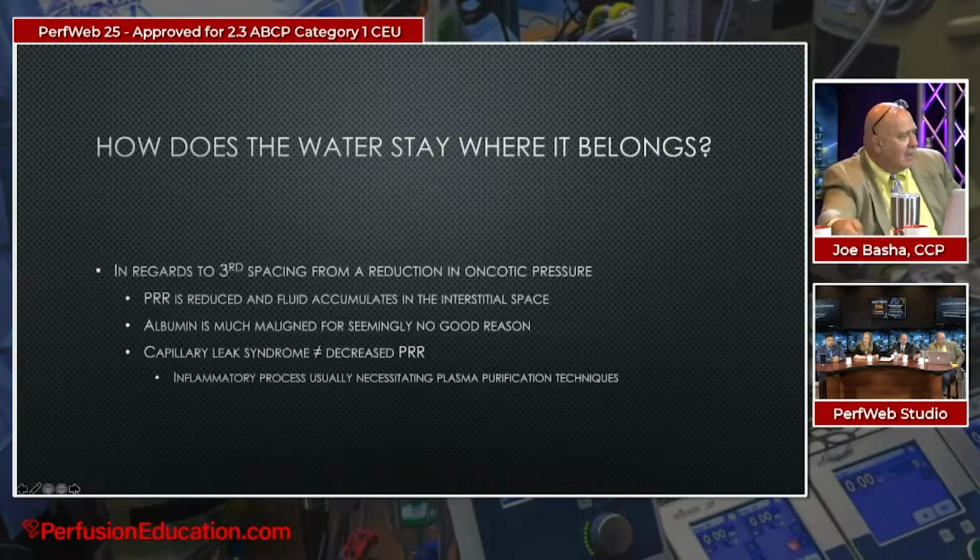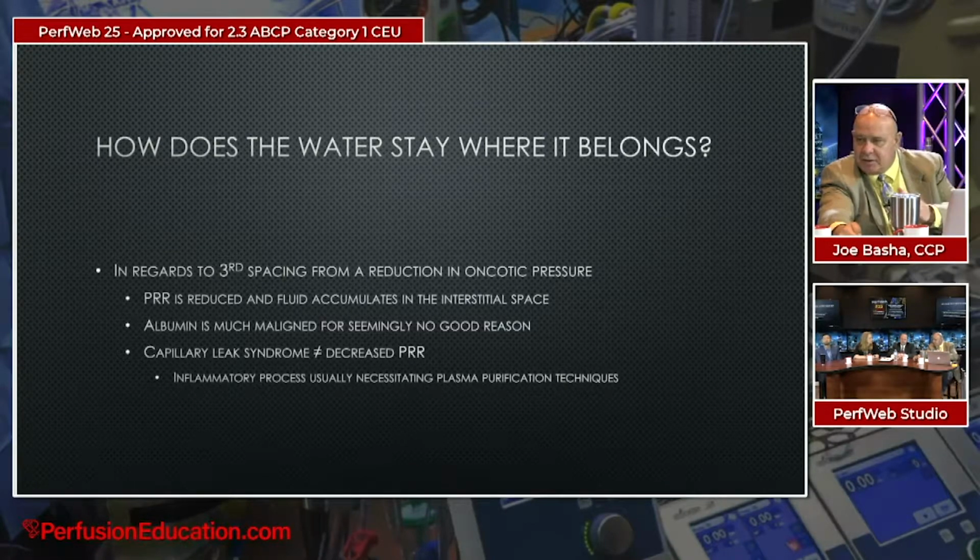Next, here we go, I got it. In regards to third spacing from a reduction in oncotic pressure, your plasma refill rate, PRR, is reduced and fluid accumulates in the interstitial space. That's what that is. There's constantly a shift of water, and even plasma or albumin, across your cell membranes and through the capillary system. It goes out, but there's a pull to bring it all back in, and that's called your plasma refill rate. Albumin, though much maligned for seemingly no good reason, is very influential in this.